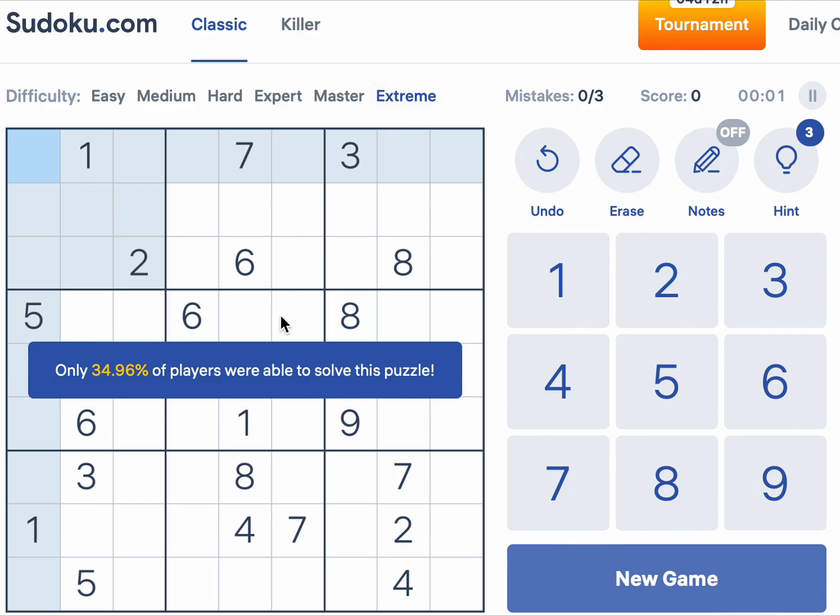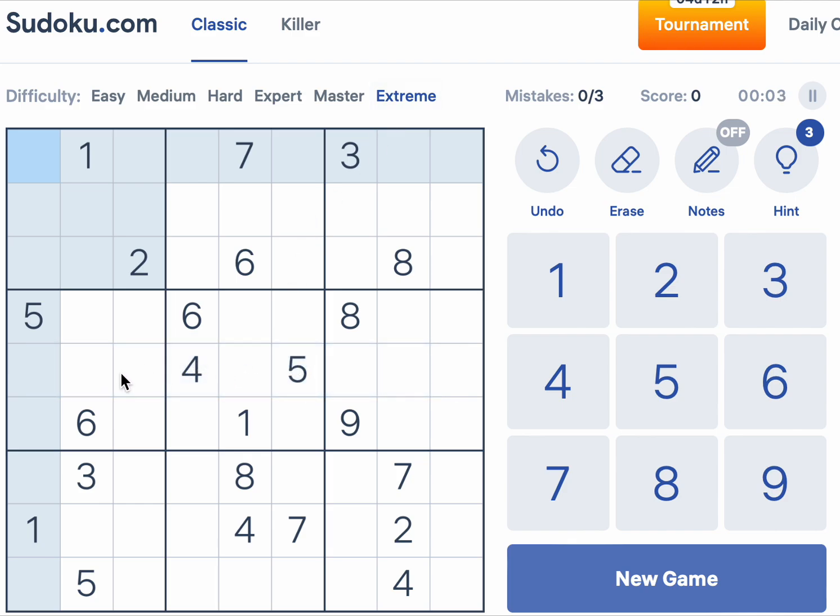So for this extreme level game, it's being solved by around 35% of users. Let's try our strategy. Our strategy is simple: try to add a minimum number of notes and try to solve the cells without adding notes, so we can minimize the time we're spending adding notes. We find this is very effective in solving complex Sudoku games.